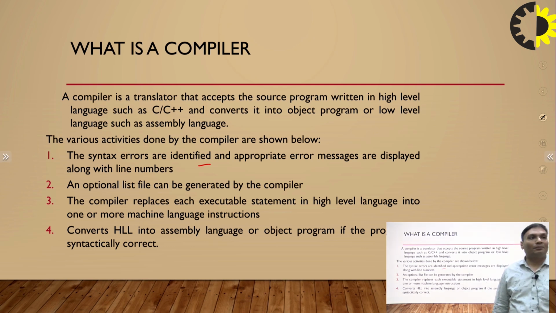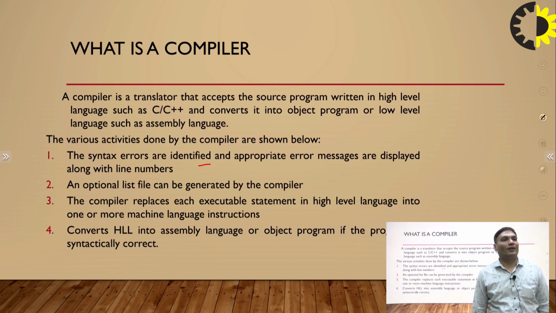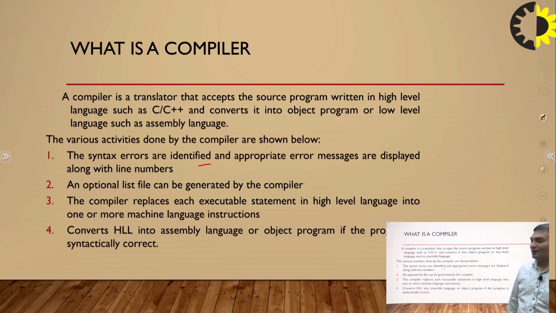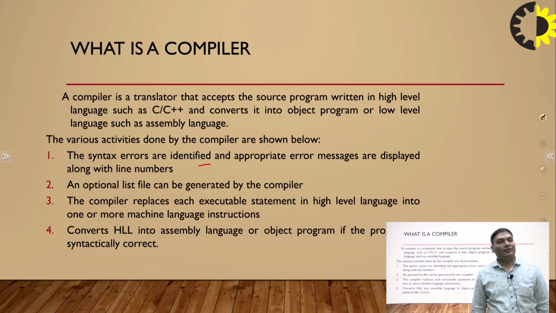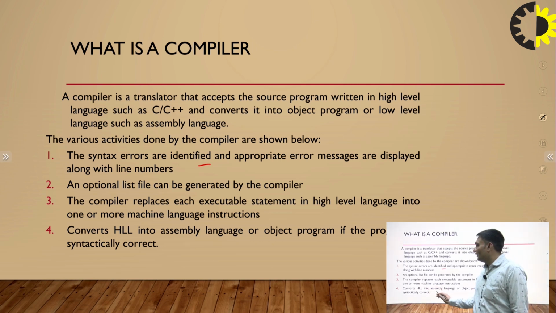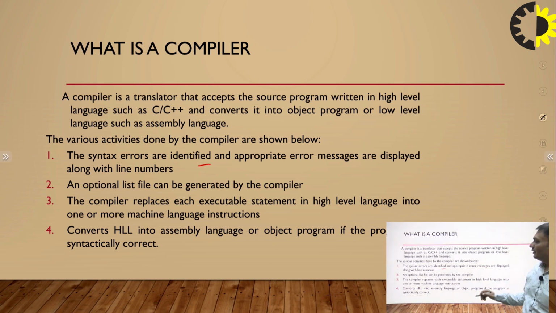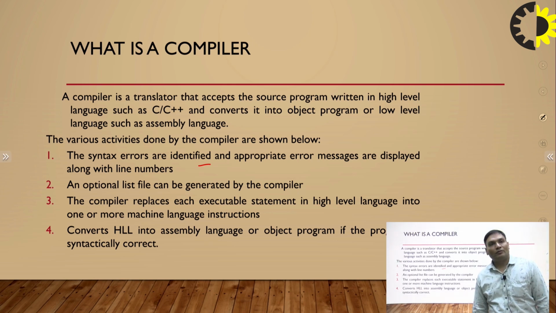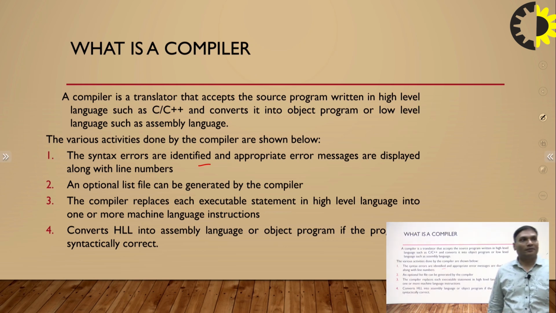The second thing that the compiler does is that an optional list file can be generated by the compiler, and the compiler replaces all the executable statements in the high level language with one or more machine level language instructions, and it converts the high level language into machine level language or object program if the program is syntactically correct. So, this thing is done at last. If there is an error, it will display the error, it will create the optional list, it will replace the executable statement with the machine level language statement. So, in this manner the compiler works.